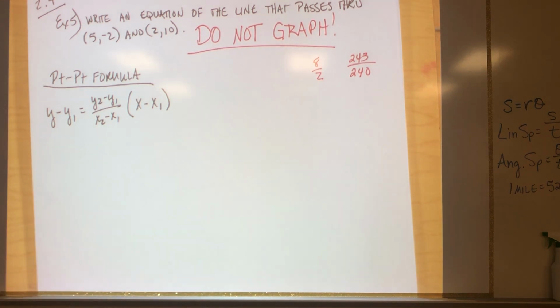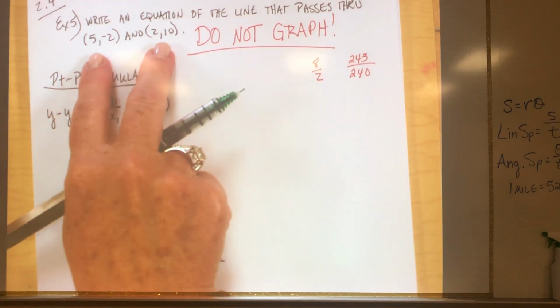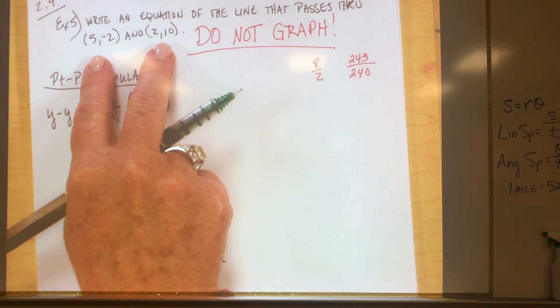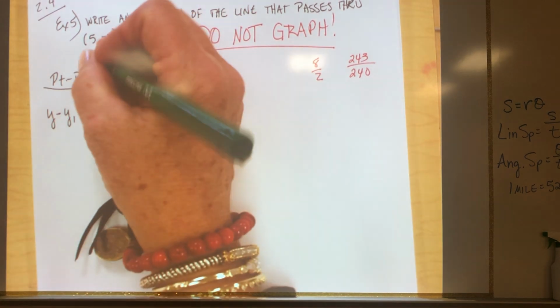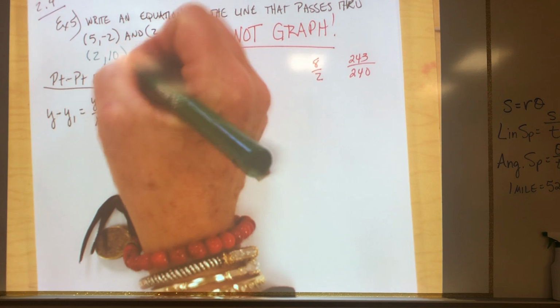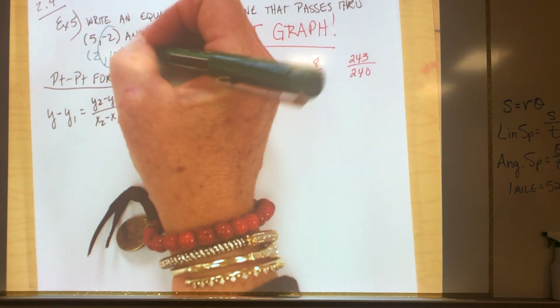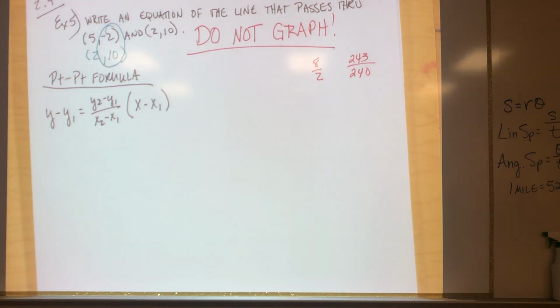What should I do? I should just find the slope between these 2 points. Now, did I tell you something to do to make it easier for you to find the slope and not make careless mistakes? Stack them. Okay, stack them, and do what? Circle the line.